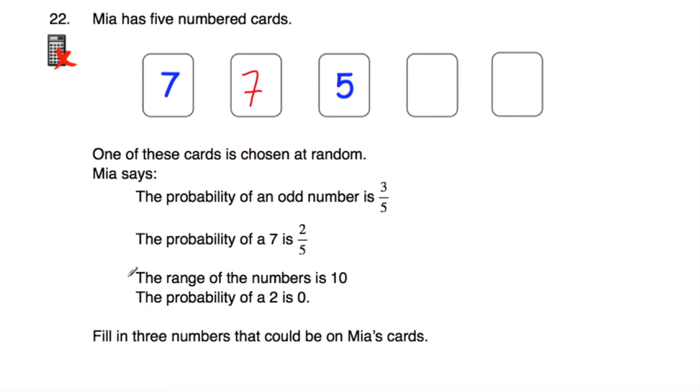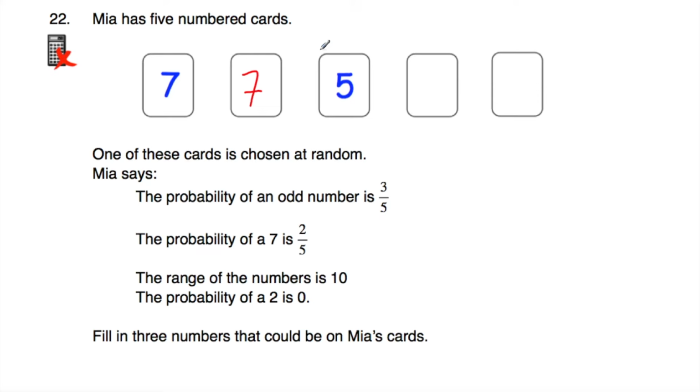Okay, let's carry on. And then we're told the range of the numbers is 10. So that means that the biggest number take away the smallest number is 10. And the probability of a 2 is equal to 0. Okay, so in terms of these cards, we know there's no 2s on them because we're told the probability of getting a 2 is 0, so that's impossible. So these have not got 2s on them. The range of the numbers is 10, so that's the biggest number, take away the smallest number. So if 5 was the smallest number, if you added 10 onto that would be 15. So 15 take away 5 would be equal to 10. But it can't be 15 because 15 is odd and we can't have another odd number. So these 2 numbers have both got to be even.